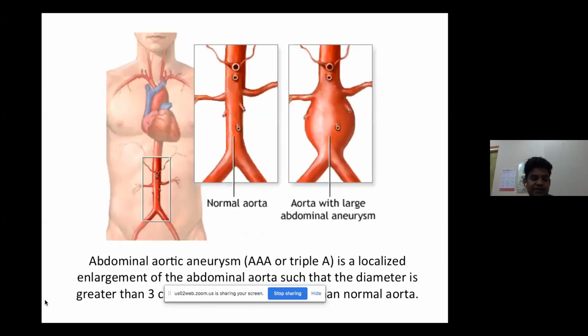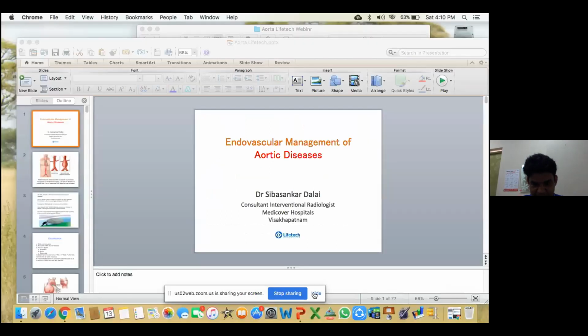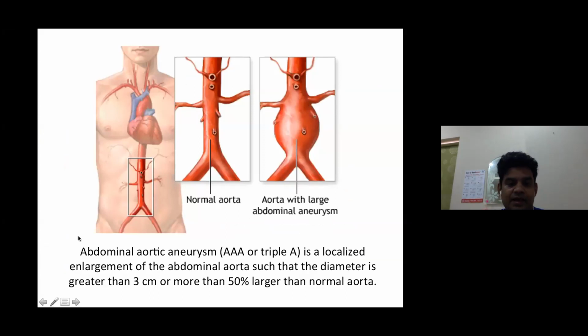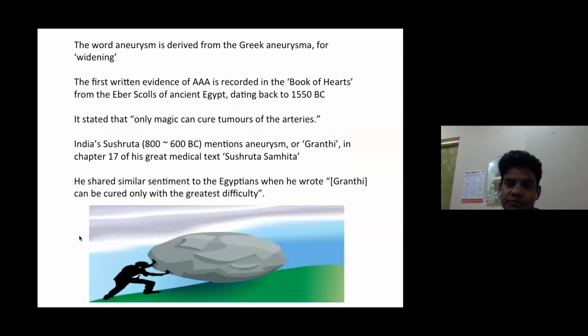All right. So abdominal aortic aneurysm, or AAA, is a localized enlargement of the abdominal aorta, such that the diameter is greater than 3 centimeters or more than 50% larger than the normal aorta. The word aneurysm is from the Greek word aneurysma, which means widening.